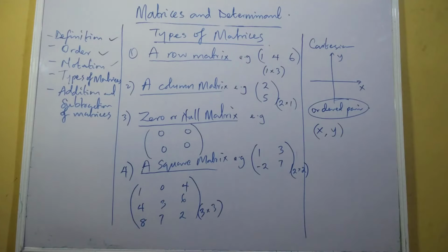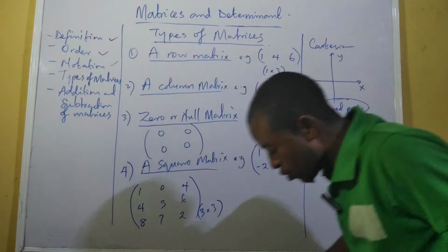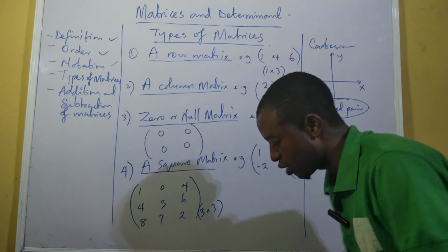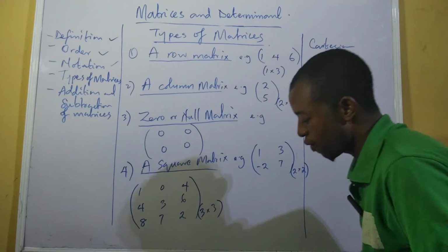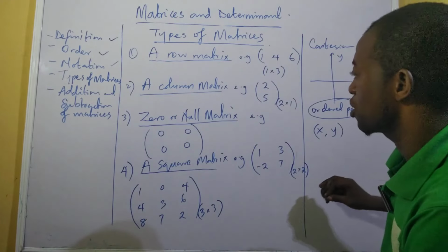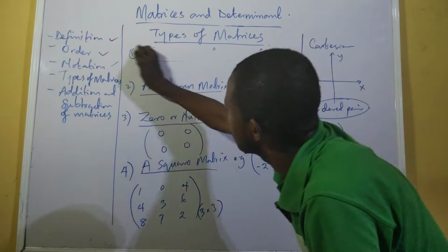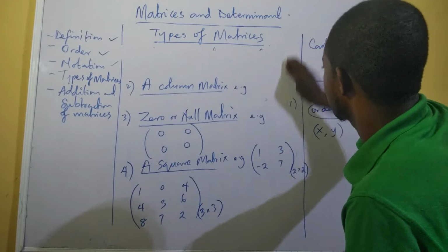Then number 5, we also have what is called a diagonal matrix.